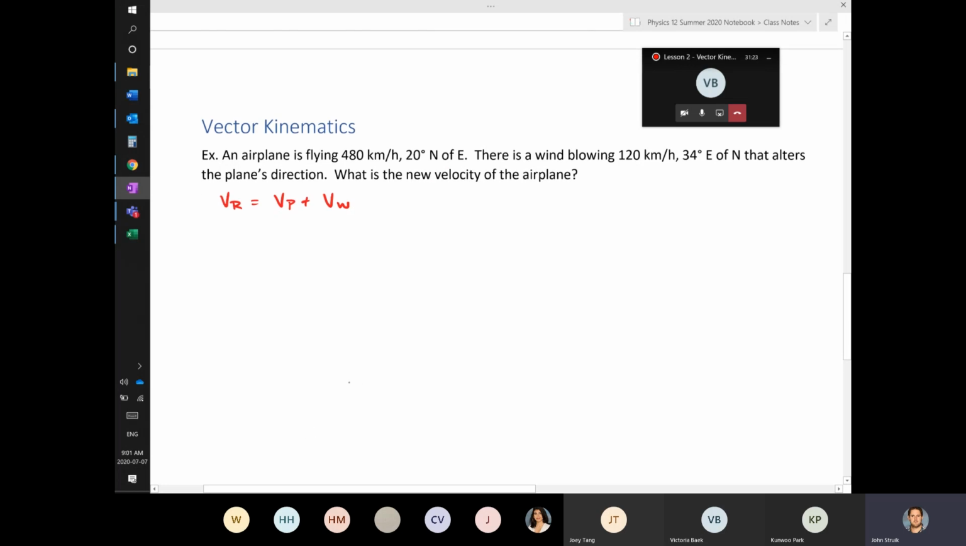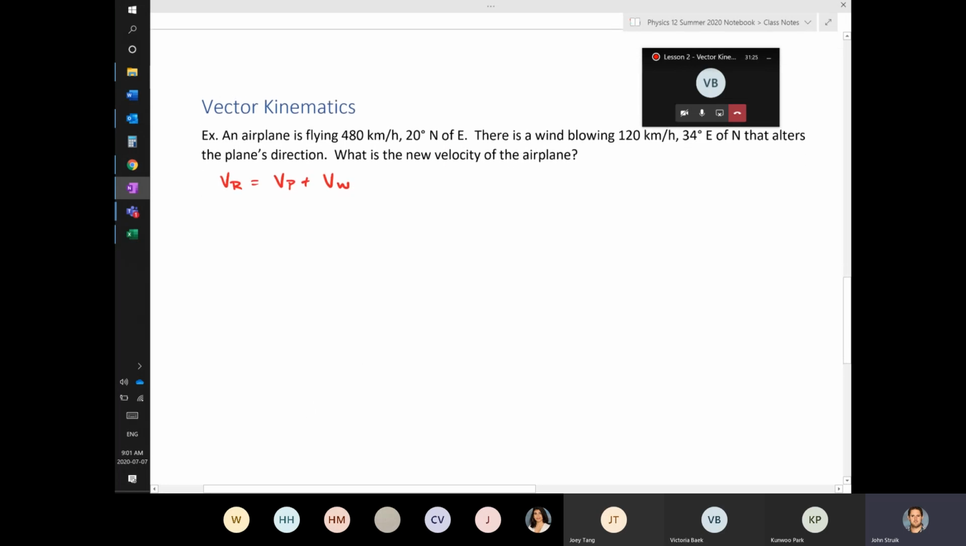Okay, the airplane's flying 480 kilometers an hour, 20 degrees north of east. So that's going to look something like that, that's east of north, so I've got to take that into account. Something like that. So that's 20 degrees north of east. And then we're adding the wind blowing 120 kilometers an hour, 34 degrees east of north. So that's going to be something like that. Okay, so this is 480. I drew this way too big. And this is 120.